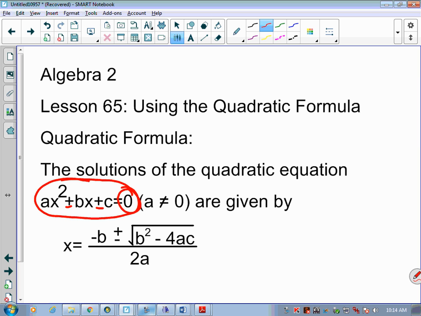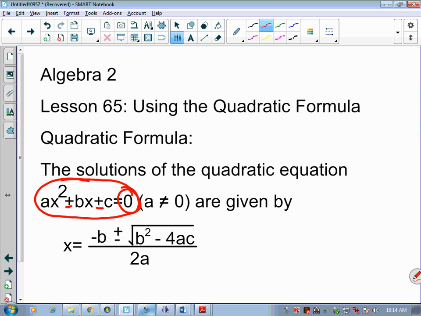Okay, if it doesn't equal 0, I have to set it to equal 0 before I actually have the quadratic equation. So if there's something on the right-hand side, then I need to move it to the left-hand side until I get 0 on the right-hand side. Okay, where a cannot equal 0. Now, it could be 1, it could be 2, it could be a lot of other things.